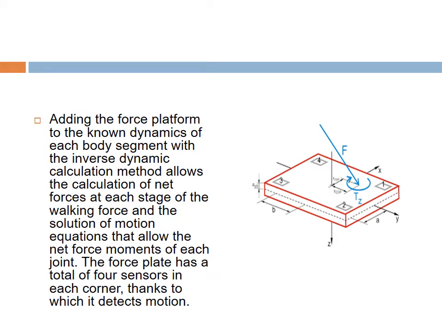Adding the force platform to the kinematics of each body segment with the inverse dynamic calculation method allows the calculation of net forces at each stage of the walking cycle and the solution of motion equations that give the net force moments of each joint. The force plate has a total of 4 sensors, one in each corner, thanks to which it detects motion. You can see sensor placement in this picture.